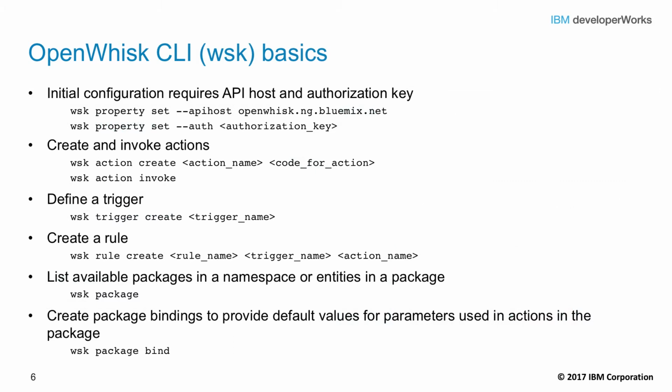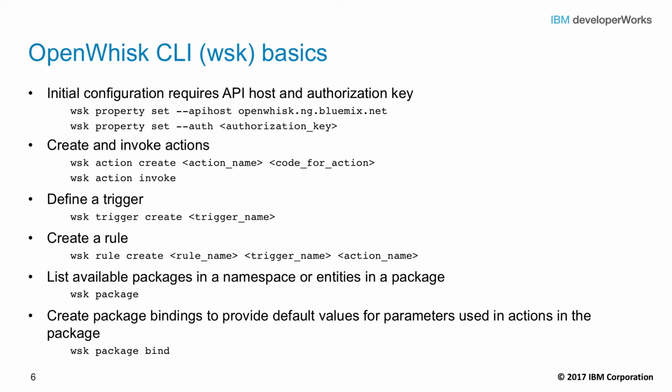Here are some basics about the OpenWhisk, or WSK, CLI. The OpenWhisk CLI command can be used to configure the serverless environment and also test out invocations of actions. Initial configuration for WSK requires providing the API endpoint and the authorization key for the Bluemix account. The authorization key sets the namespace execution context, including Bluemix organization and space for accessing services.